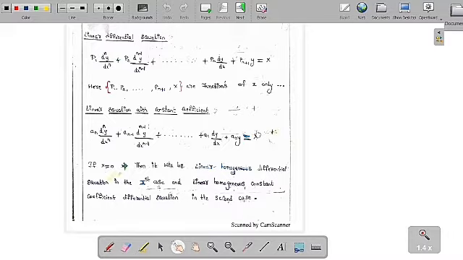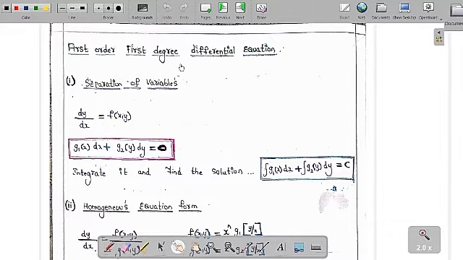So now we are going to discuss the first order first degree differential equation, which means the order is 1 and the degree is 1. We are going to learn these in an easy manner. How are we going to solve these first order first degree differential equations by different methods? See, the first method is separation of variables.